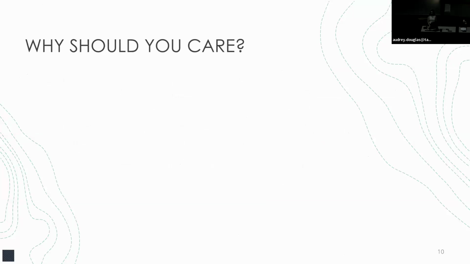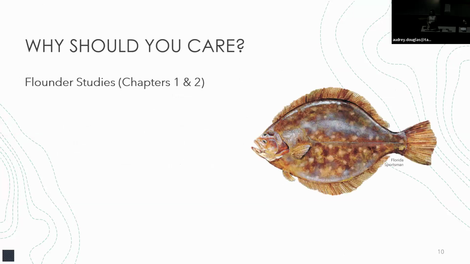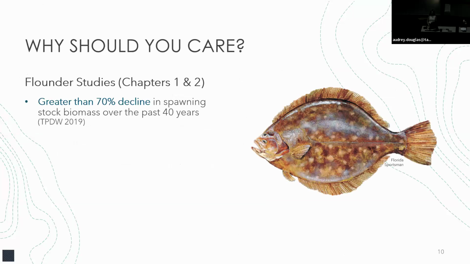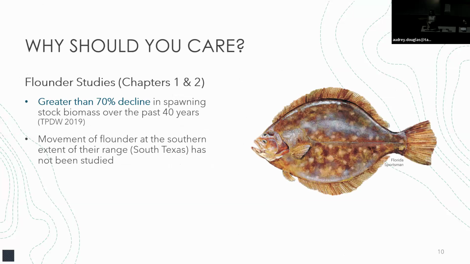So at the end of the day, why should you care about fish and sharks? Of course, for the first 2 chapters, I have the southern flounder. That big cause for concern is that 70% decline in the spawning stock biomass over the last 40 years. But more than that, we really don't know very much about their movement here on the southern end of their range here in South Texas. So that has not been studied explicitly.